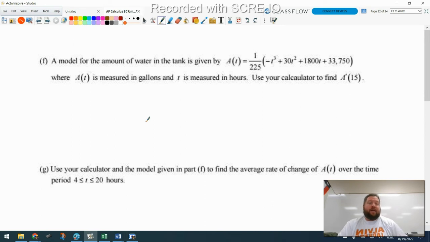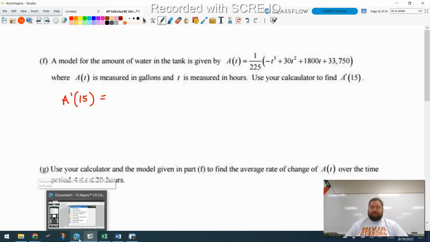All right, so this is something we haven't done yet. This is one of the skills that you're required to know how to do on the calculator for the AP exam. You have to know how to find the derivative at a point. Okay, so we could actually do this by hand, but we're not going to. We are going to use our calculator. And so all you have to write on this problem is A prime of 15 equals, and then everything else is done in the calculator. So I'm going to pull that up.